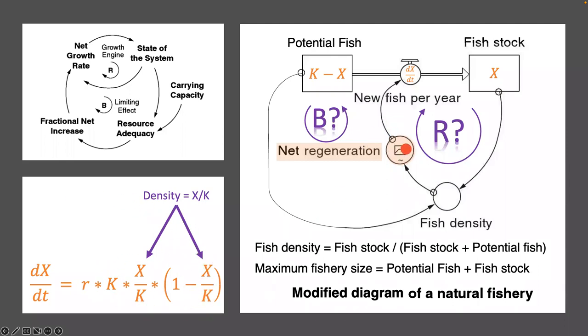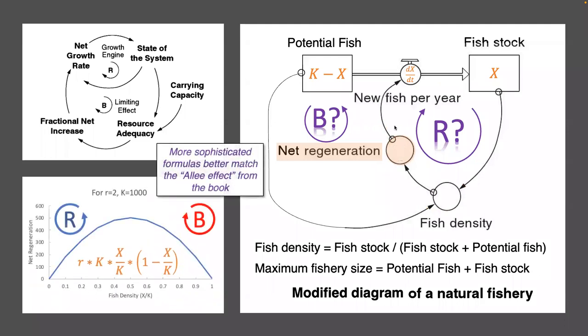By putting that in there, I'm starting to see that I can study how fish density is going to relate to these loops. I feel like I'm getting closer to being able to analyze the sign of these loops, so I'm going to plot this to confirm. If I plot this, I've got fish density on my horizontal axis and net regeneration on this axis, and sure enough, this formula regenerates basically the curve that I had in that lookup table.